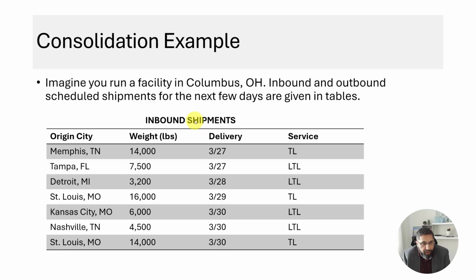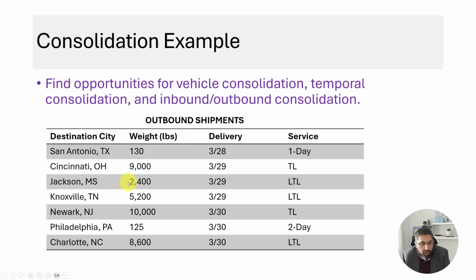Okay. And then from our facility in Ohio, we have some outbound shipments scheduled. These are in this table with the destination city. The origin for all of these is going to be Columbus, Ohio. They're going to San Antonio, Texas, Cincinnati, Ohio, and all these other cities. The weight is given, the delivery date where we need to deliver them by, and the service, TL, LTL. 1 day means a more expensive service to get a 1 day delivery. And 1 day, 2 day service is often used with smaller shipments, 130 pounds, 100 pounds, 150 pounds. It's like an LTL shipment, but costs a little bit more for the faster service.